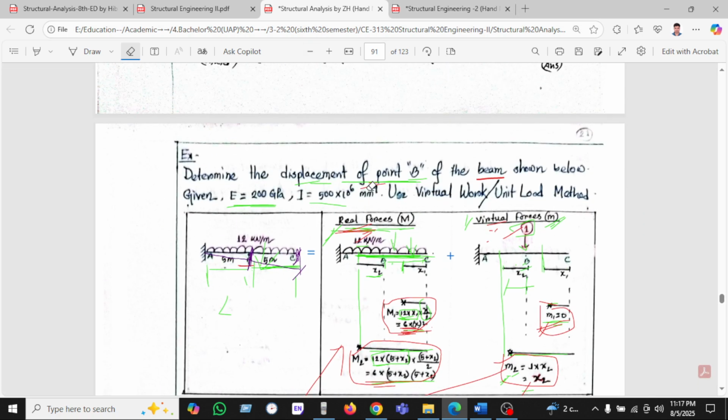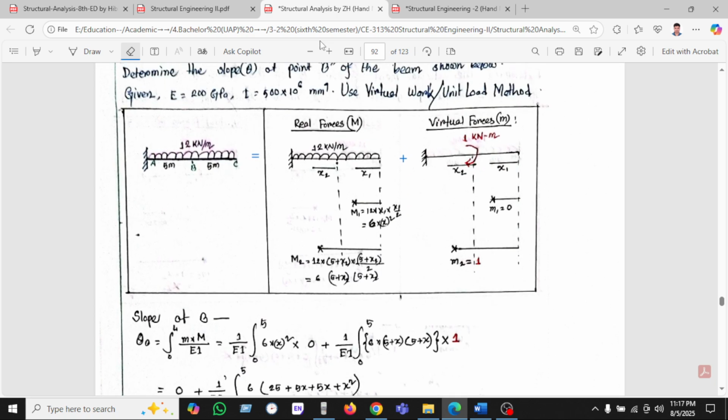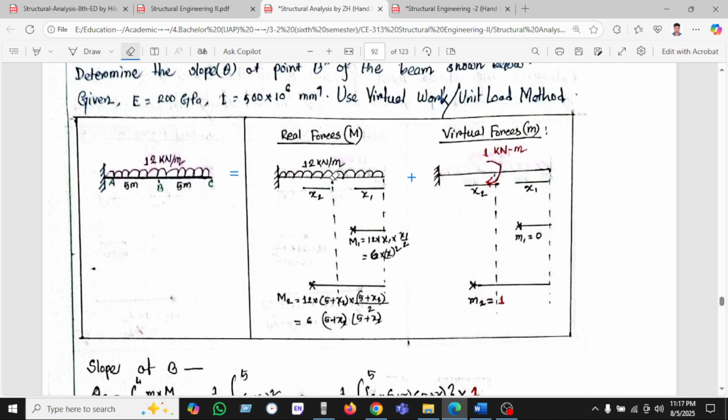So deflection completed. So we can see another example. Determine the slope, or you can say rotation, at the point B. This is the point B at the beginning shown. EI is given the same as it is. We are using the virtual work method.